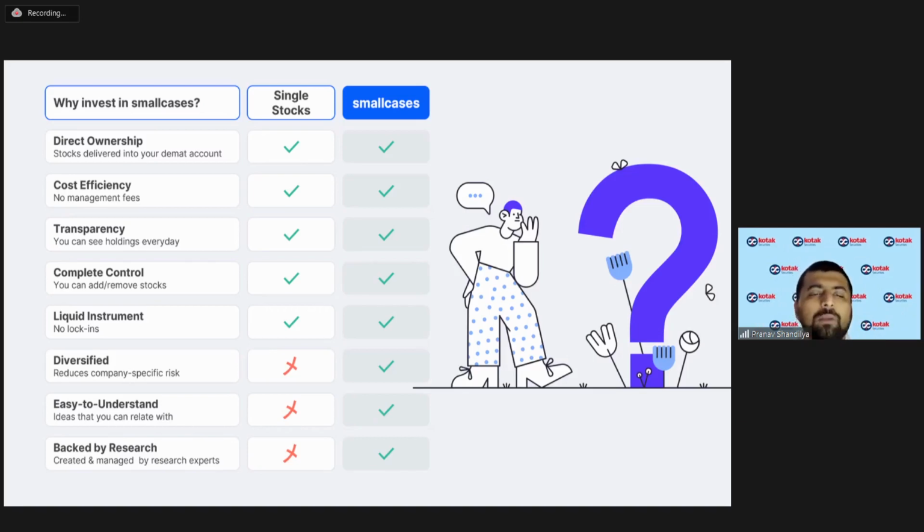And again, normal things are transparency, complete control. That is, you own your set of portfolios. You can do what you wish with your basket. All of those are similar to smallcases versus buying single stocks.